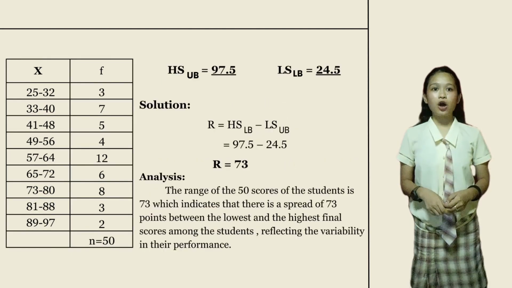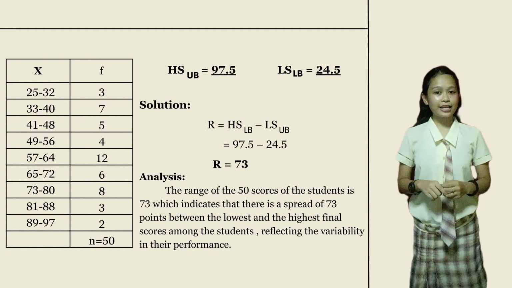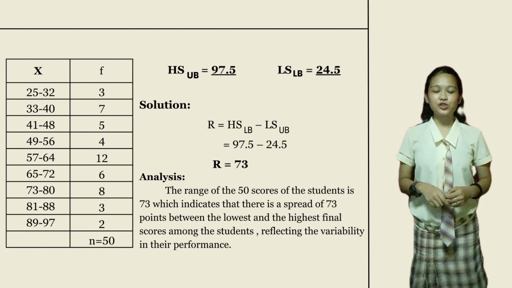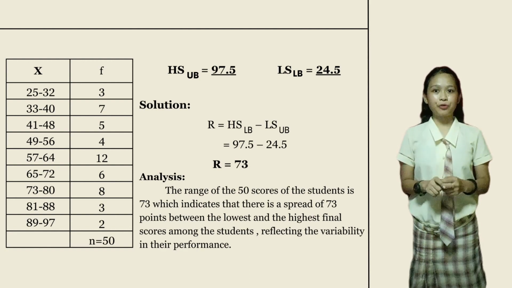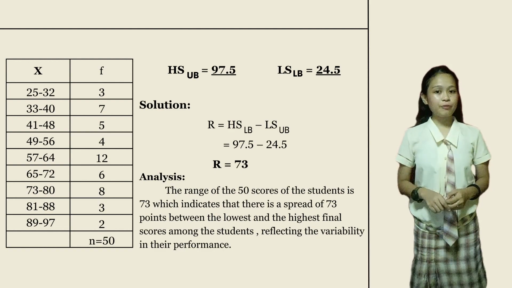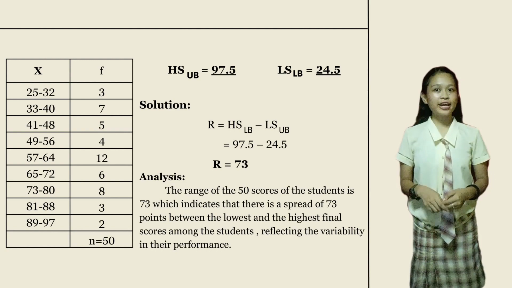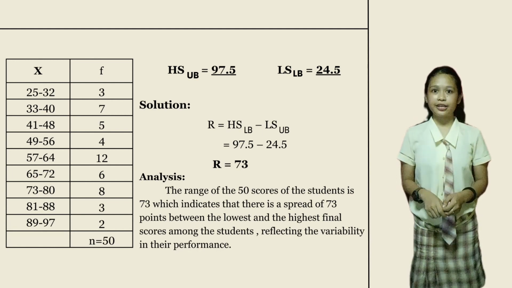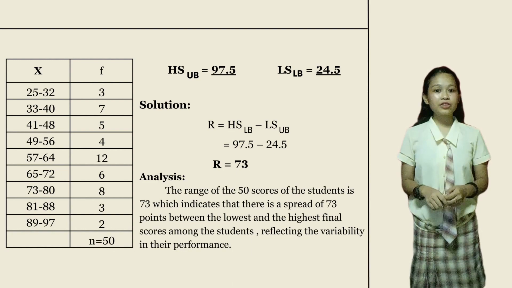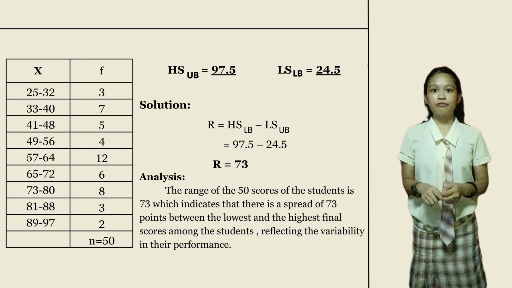Now that we're done getting the upper boundary of the highest score and the lower boundary of the lowest score, we can proceed to getting the range of the grouped data. We simply substitute 97.5 and 24.5 in the formula, then solve. So 97.5 minus 24.5 is equal to 73. For the analysis, the range of the 50 scores of the students is 73, which indicates a spread of 73 points between the lowest and the highest scores among the students, reflecting variability in their performances.